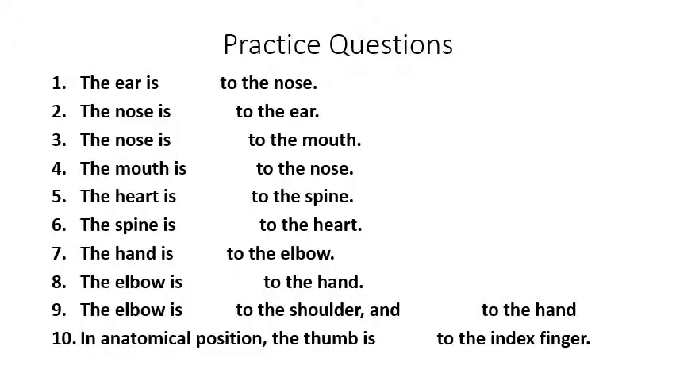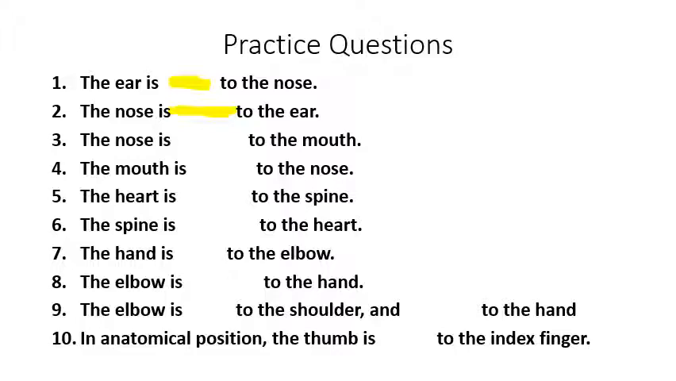Okay, anatomical directions. Question 1, the ear is what to the nose? How would you describe the position of the ear relative to the nose? Okay. How would you describe the position of the nose relative to the ear? Remember that the nose is located in the center of your face, in the midline, in a mid-sagittal position. And then is the ear located to the side or closer to the center?